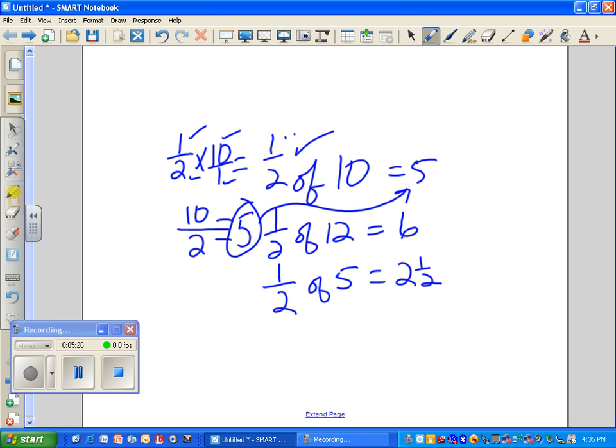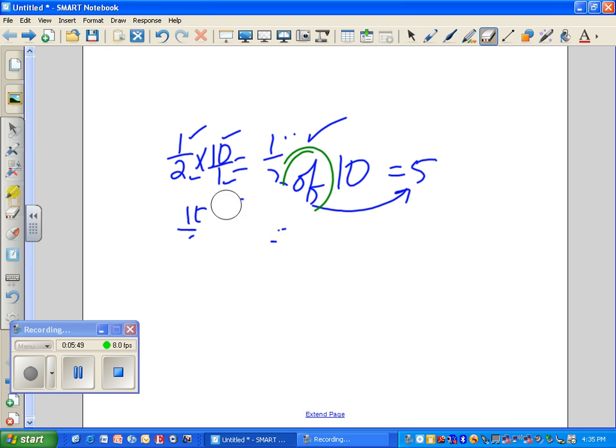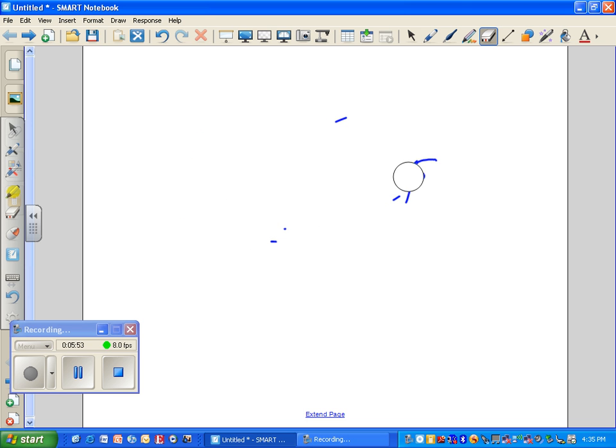So if you need to remember what you're doing when you're multiplying, think of half of 10 is 5, so I'm going to be multiplying. I want you to relate the word "of" with multiplying fractions. So let's take some other examples of multiplying fractions besides a half, because usually if we're taking half of something, we can figure it out.